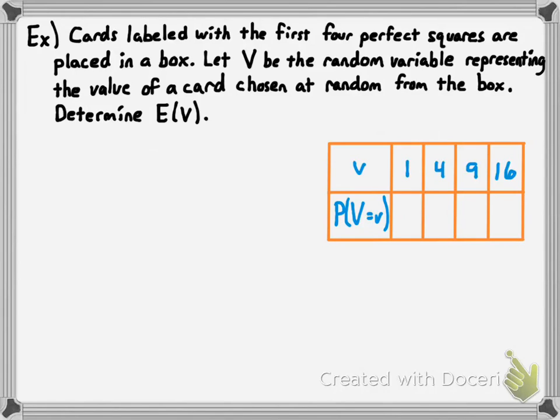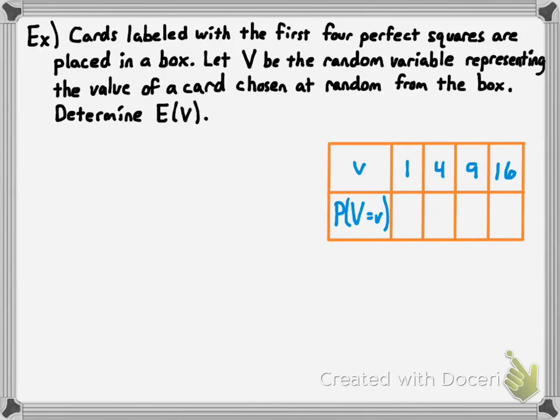It'll make a little more sense whenever we see an actual value, but let's take a look here. I've got three examples to go through, and in the first one what I want to do is show you how you calculate the expected value when each outcome for a random variable is equally likely. Read along with me. Cards labeled with the first four perfect squares are placed in a box. Let V be the random variable representing the value of a card chosen at random from the box.